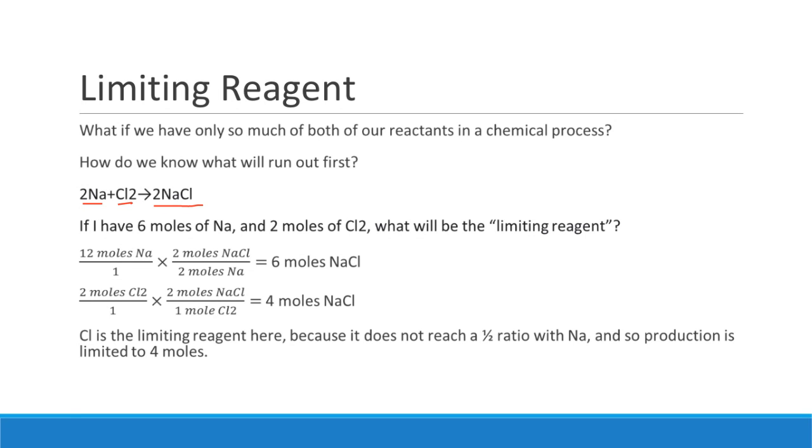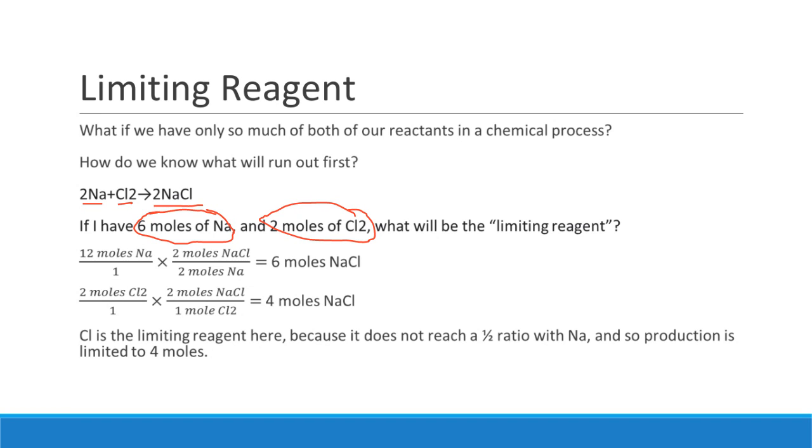So you would have to figure out, if I have, let's say, 6 moles of sodium and 2 moles of Cl2, which is going to be the limiting reagent? Which one is going to run out first in my reaction? So if you're ever asked about limiting reagents, and you will be in chemistry, you'll figure out that it's like, why did my reaction not go all the way to 6 moles of sodium chloride like I predicted, because I based it off of the amount of sodium I had?